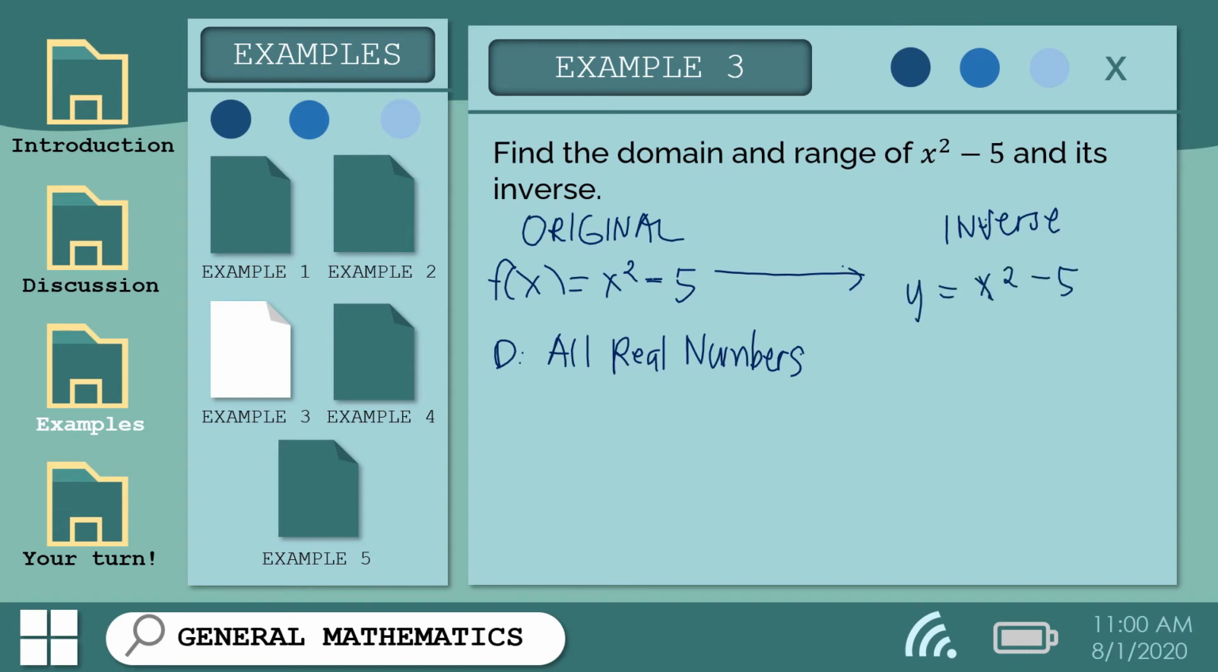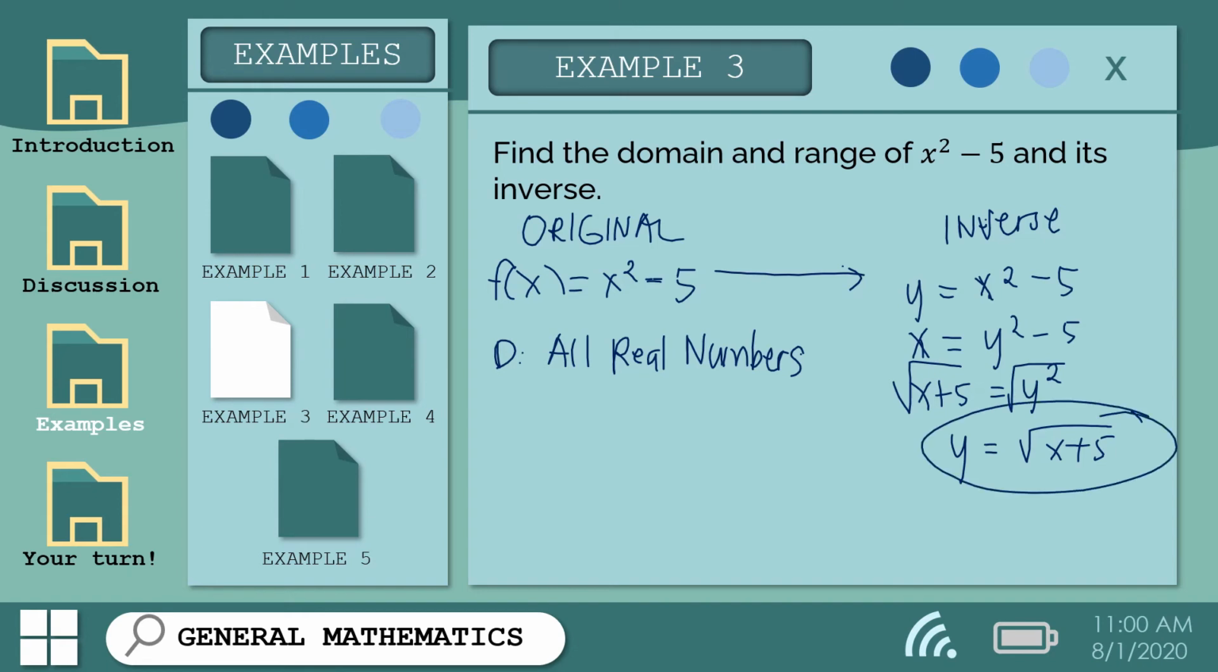Step 1, palitan lang po natin yung f of x to y. So, y is equal to x squared minus 5 na po siya. Then, second step, interchange na po natin yung ating x at saka y variables. We have now x is equal to y squared minus 5. Then, let's solve for y in terms of x. So, by addition property of equality, magiging x plus 5 is equal to y squared na po siya. Then, siyempre, let's solve for y. So, square root natin both sides para ma-eliminate na po yung square. Y is now equal to square root of x plus 5.